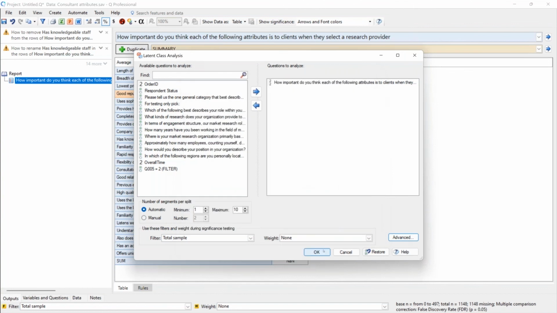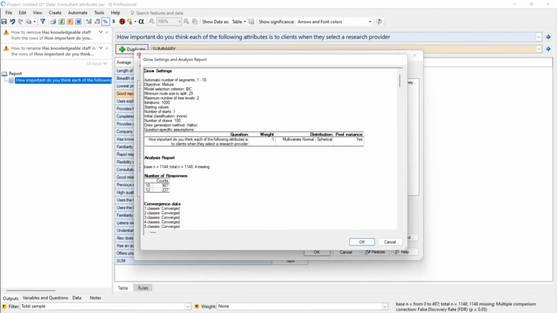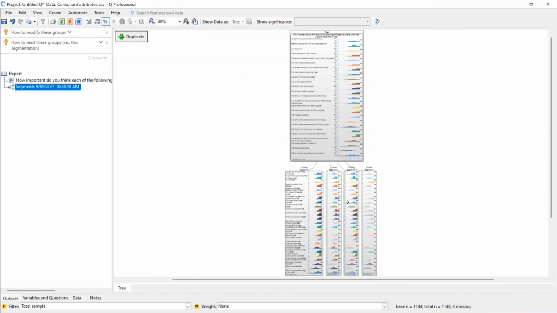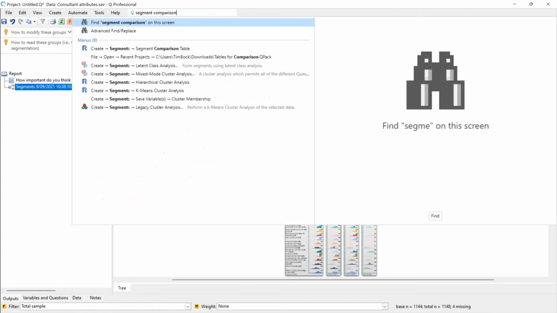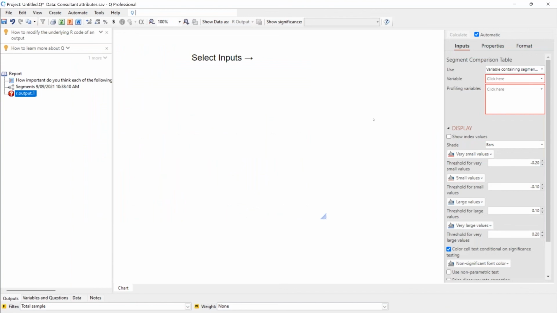I am now going to click OK. In this case, we get that segments analysis report that we looked at before in Displayr. Okay, and I've got my segments. If I want to do a segment comparison table, I just type into the search box segment comparison table, and I select everything. I can do everything in Q exactly the same as Displayr, except I can't do that segment typing tool.